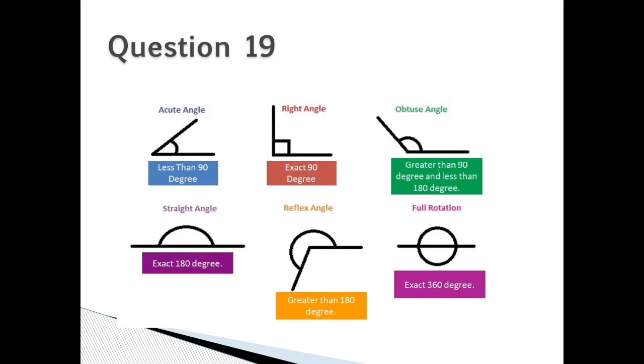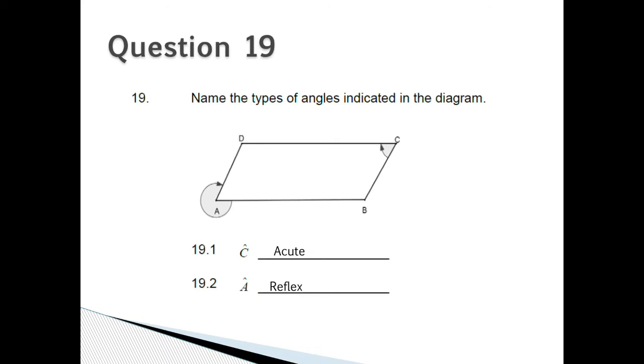You have an acute angle that's less than 90 degrees. A right angle is exactly 90 degrees. An obtuse angle is greater than 90 degrees and less than 180 degrees. A straight angle is exactly 180 degrees. A reflex angle is greater than 180 degrees. And a full rotation is exactly 360 degrees. So 19.1 is an acute angle for C, and 19.2 is a reflex angle for angle A.